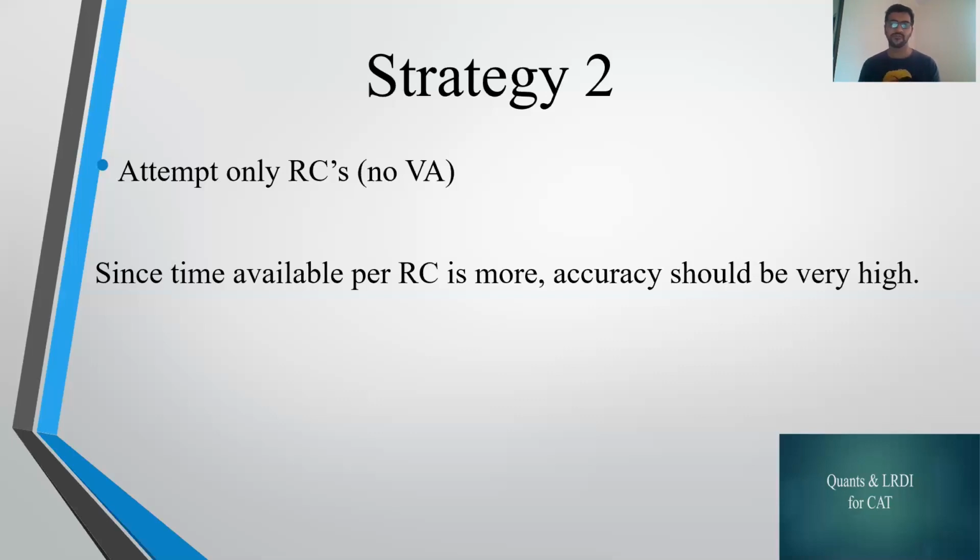That's why I feel that this strategy is the best. However, it doesn't work for me, so I have to move on to strategy one. But personally, I like this strategy the most, because the whole of your time is given to only the RCs, and for me the accuracy in RCs is greater than the accuracy in verbal ability. So personally, I don't feel good while solving the verbal ability questions. Unfortunately this strategy is not working out for me, I don't know why. So let's move on to the third strategy.